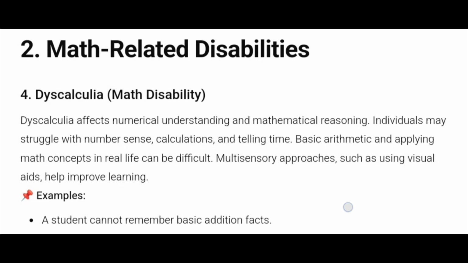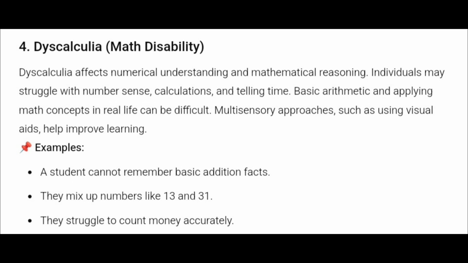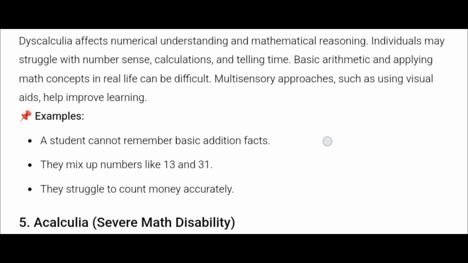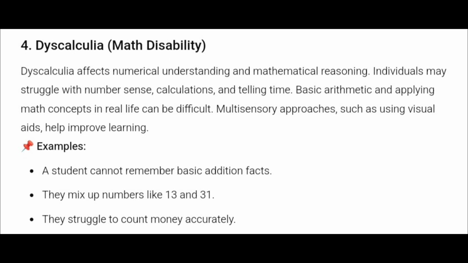All right, let us see. So dyscalculia affects numerical understanding and mathematical reasoning. Individuals may struggle with number sense, calculations, and telling time. Basic arithmetic and applying maths concepts in real life can be difficult. Multi-sensory approaches such as using visual aids help improve learning. A student cannot remember basic addition facts. They mix up numbers like 13 and 31. They struggle to count money accurately, right? Or they may even struggle to tell the time, right?